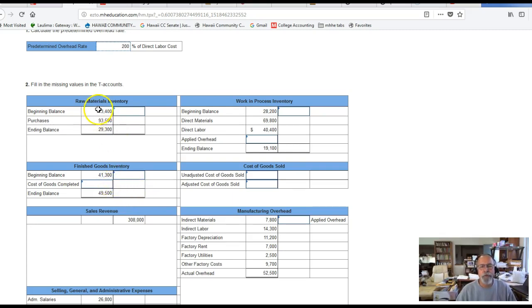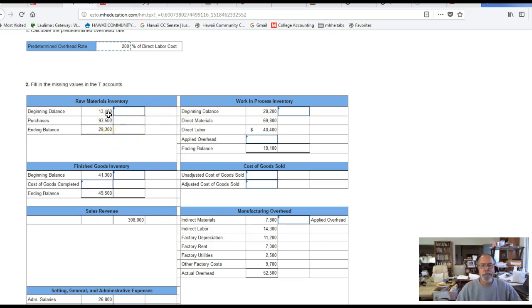We have a raw materials inventory account. We have a beginning balance. We have purchases. And we have an ending balance. And this is a debit, this is an asset account. It's a debit balance account. And so we know that the amounts on the left side are added and the amounts on the right side are subtracted.